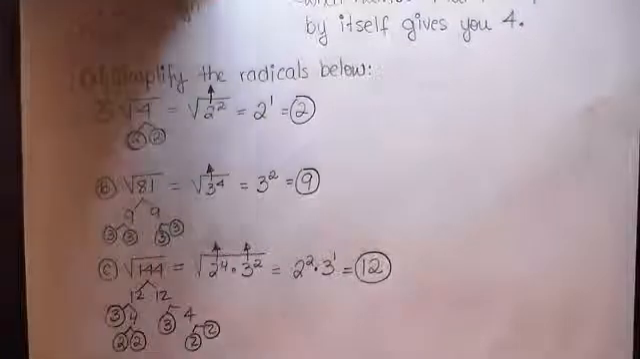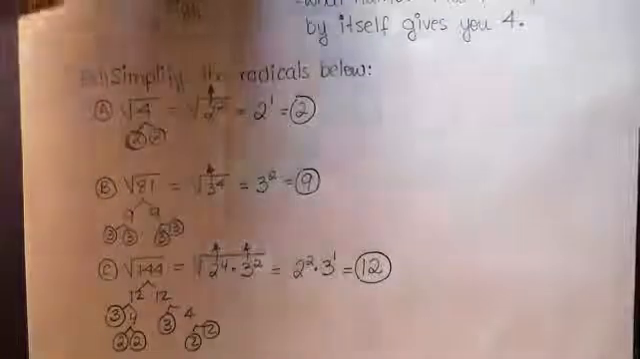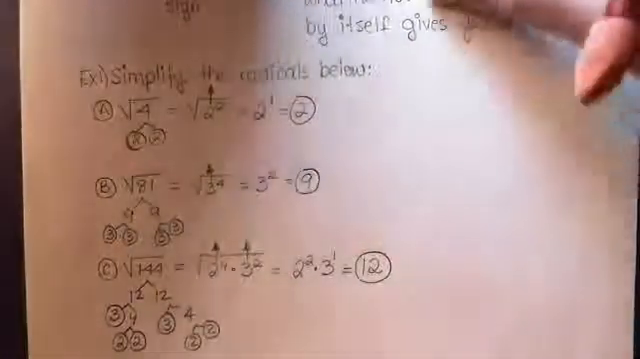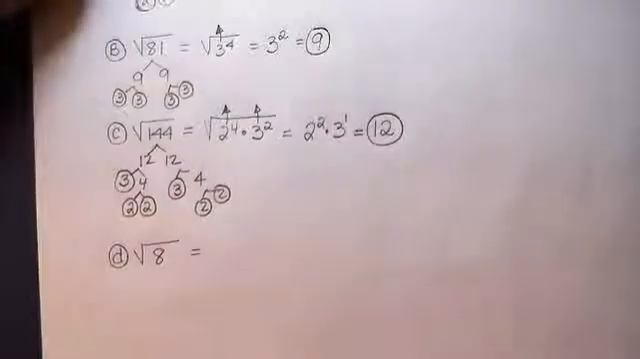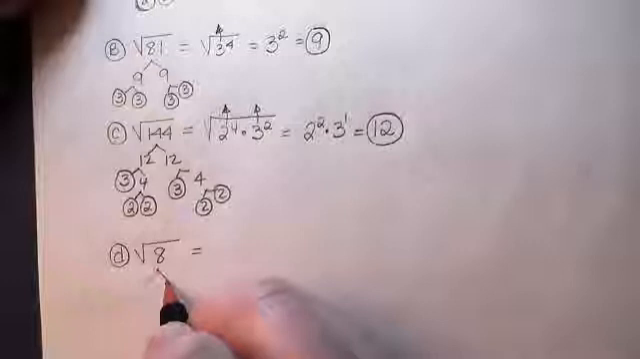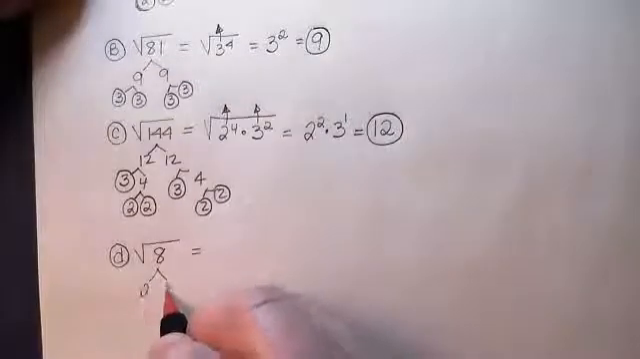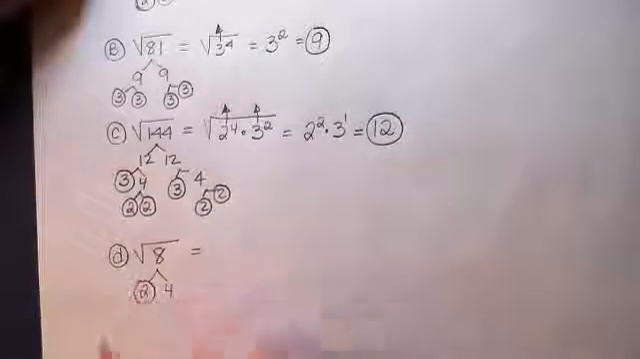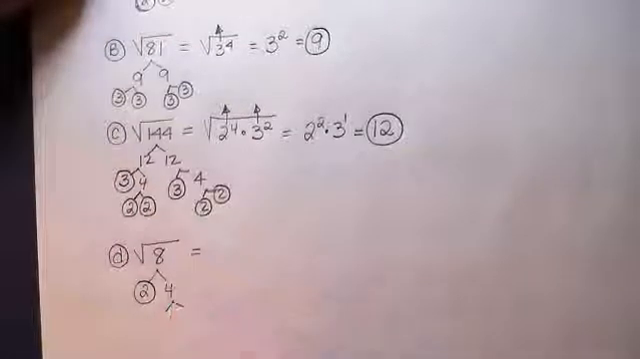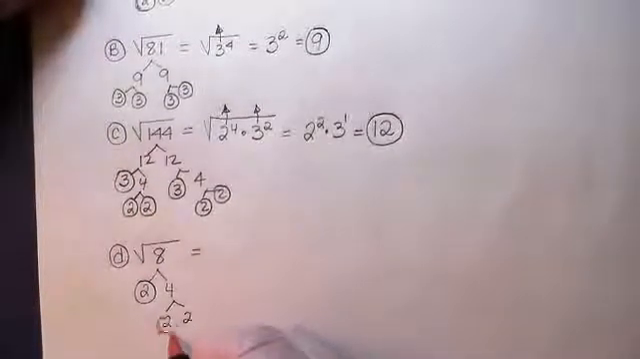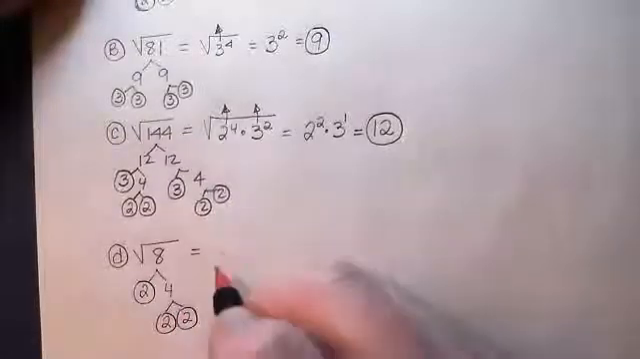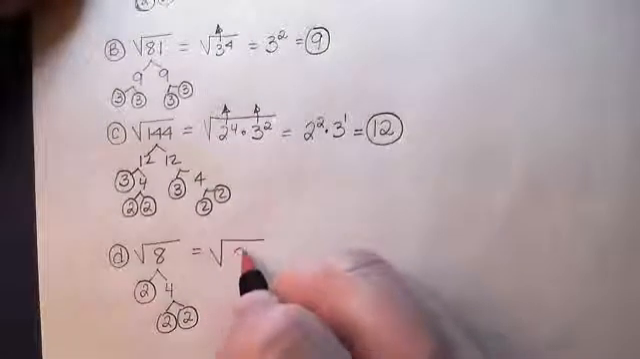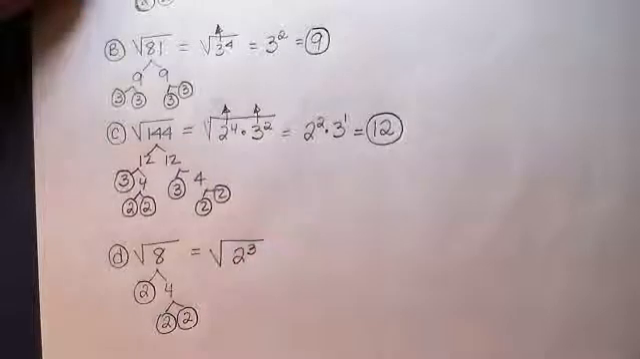Okay? Alright. Now, what if we have the square root of 8, for example? Let me move up the paper here. Let's do the same process. Do the prime factorization. This would be 2 times 4. 2 is prime. 4 is not, so let's break it down. This would be 2 times 2. So in other words, the square root of 8 is 2 to the third power.